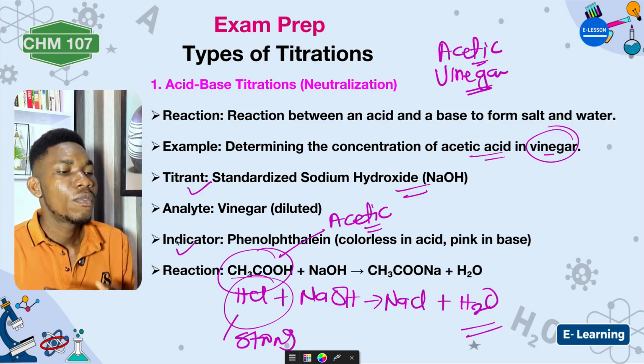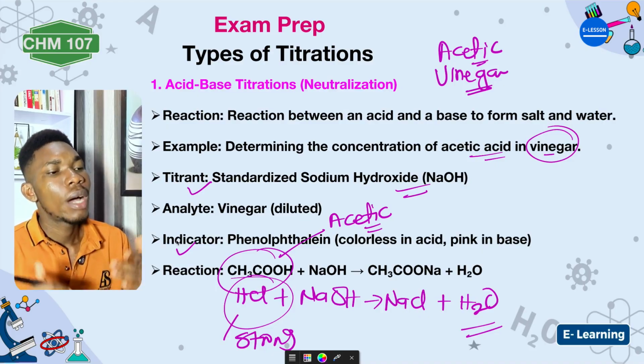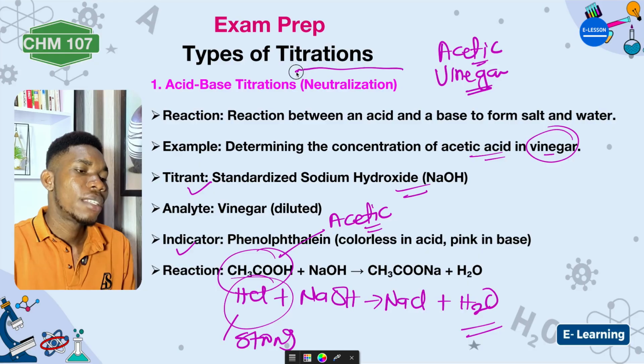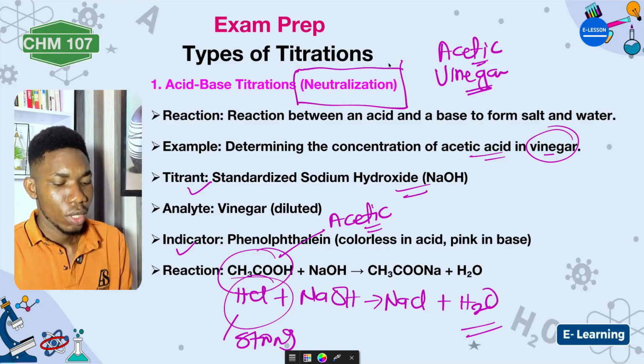Indicator, you use phenolphthalein. Phenolphthalein is used for weak acid against strong base. So acid-base titration is also called neutralization reaction. Please take note. You may be asked, acid-base titration is also called what? Neutralization reaction. Is that okay? It's also called neutralization reaction.